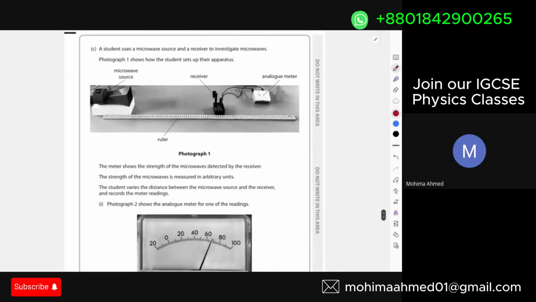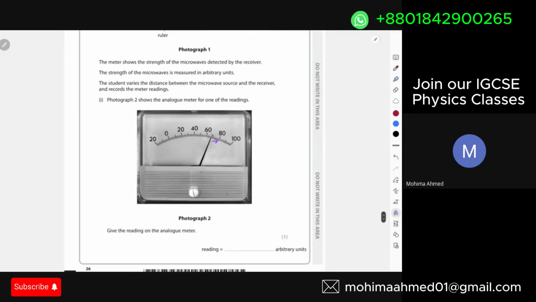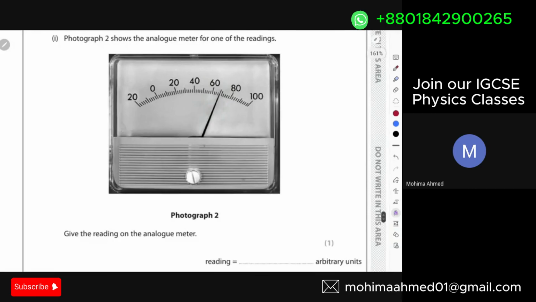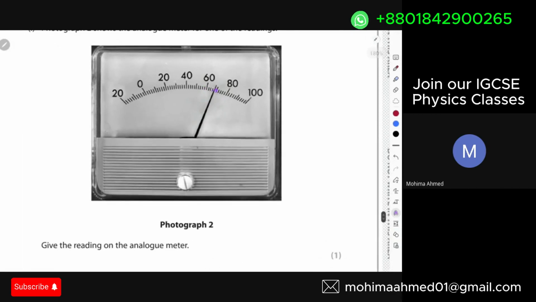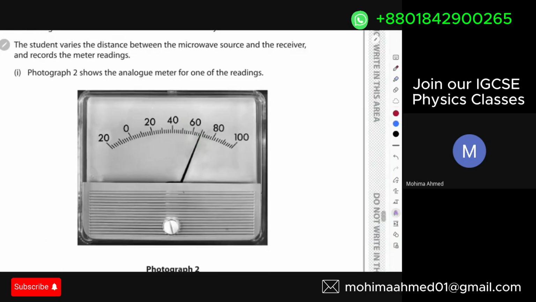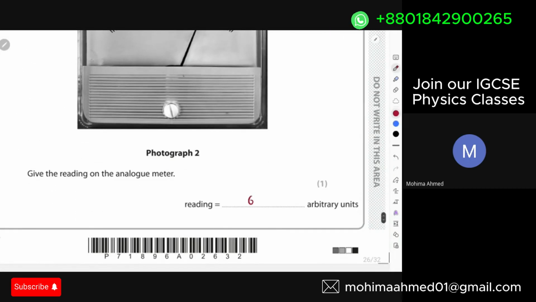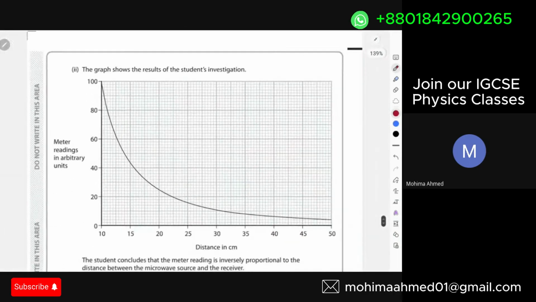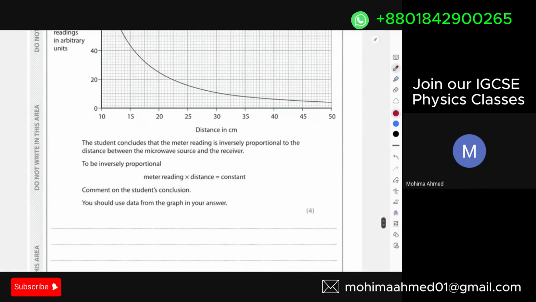Okay, now for this part, they're saying that the student uses a microwave source and a receiver to investigate the microwaves. The photograph shows how the student sets up the apparatus: analog meter, receiver, microwave source, and this ruler. And then this is the analog meter. We need to read this from this diagram. I can understand that if this is 60, then this is going to be 70, right? This is 1 unit before 70, so this is going to be 68. Exactly 68. So we get 68 arbitrary units, whatever the unit for this machine was on photograph 2. And this is how the graph gives you the final shape.